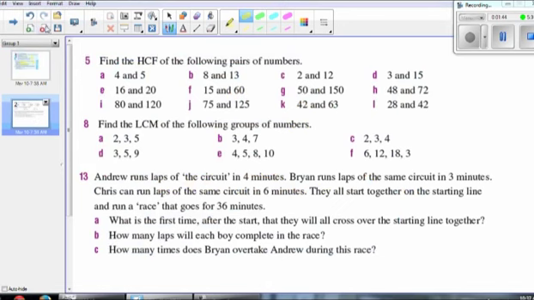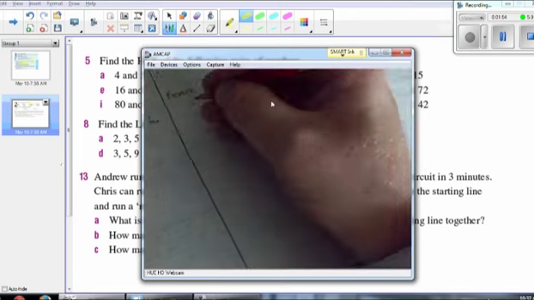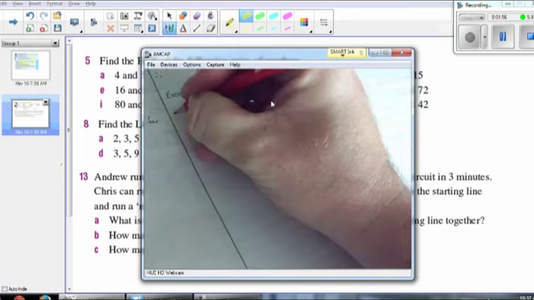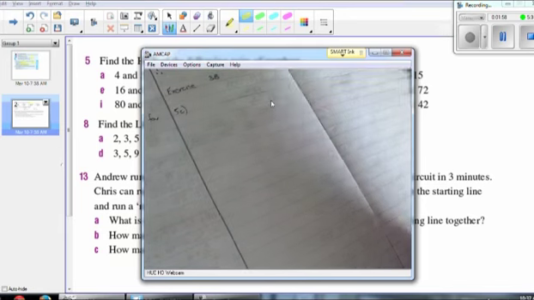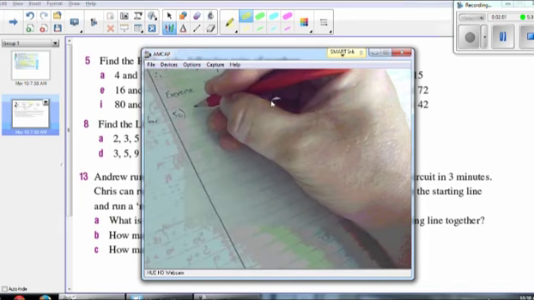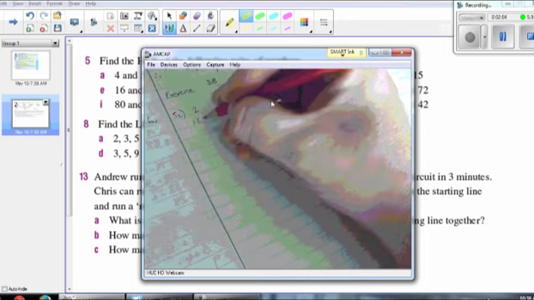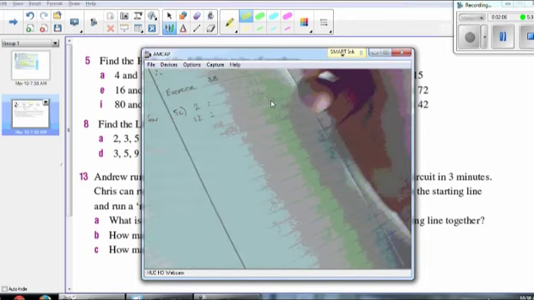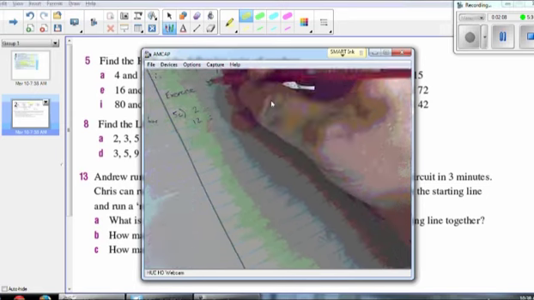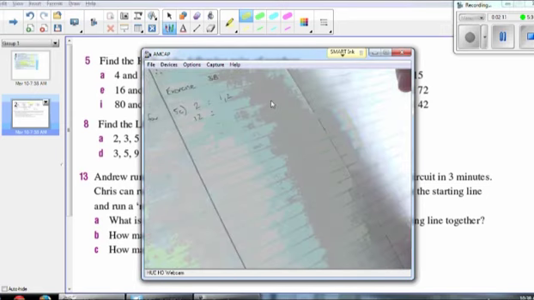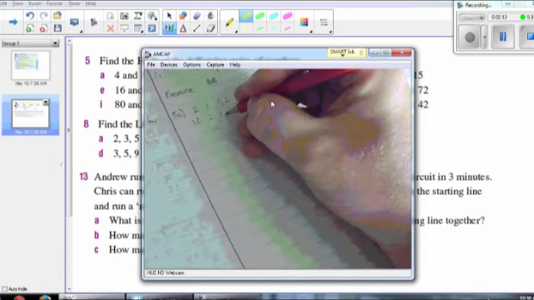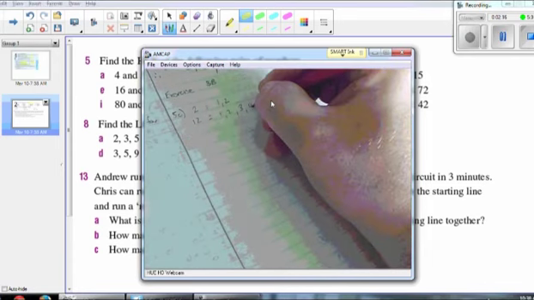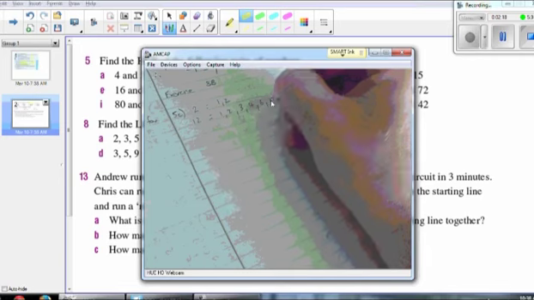Find the highest common factors for the following pairs. All right, so let's have a look at C, 2 and 12. So in your book, you would write down question 5C, and I need to list the factors for 2, and I also need to list them for 12. So factors for 2 are 1 and 2. That was pretty easy. And for 12, you've got 1, 2, 3, 4, 6, and 12 itself.